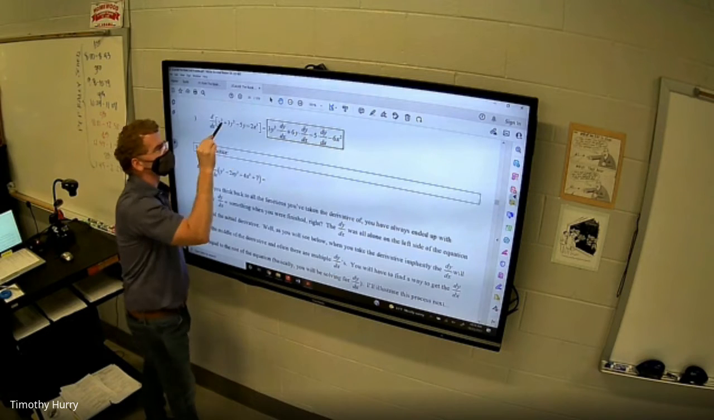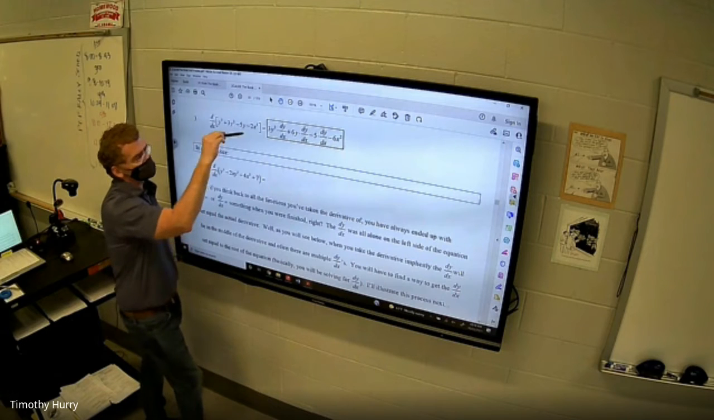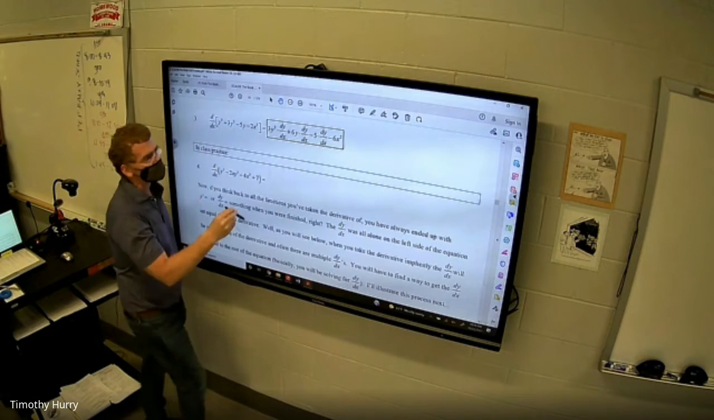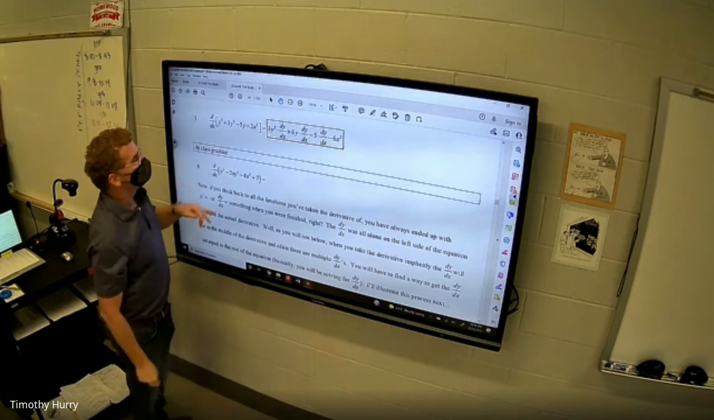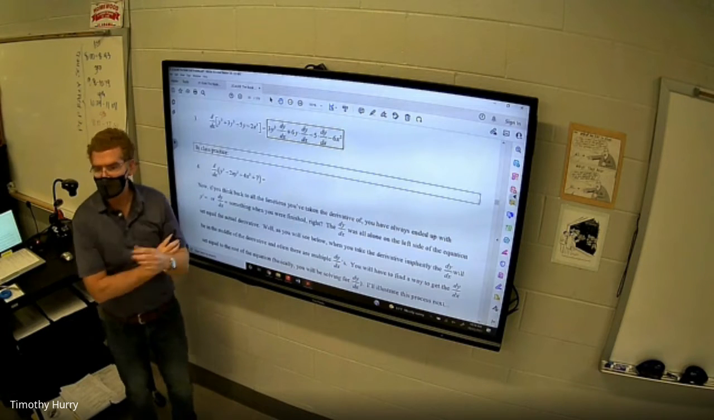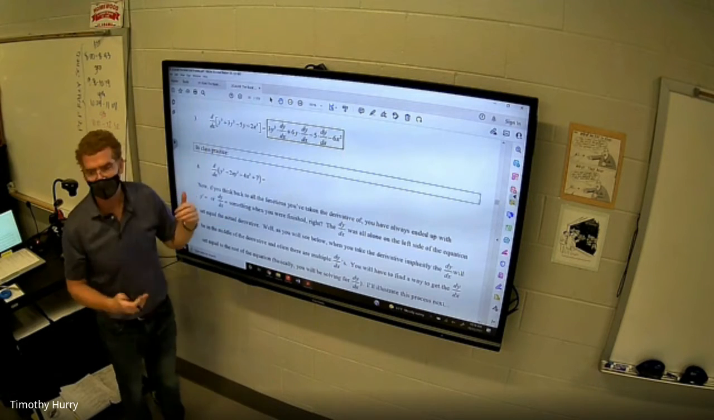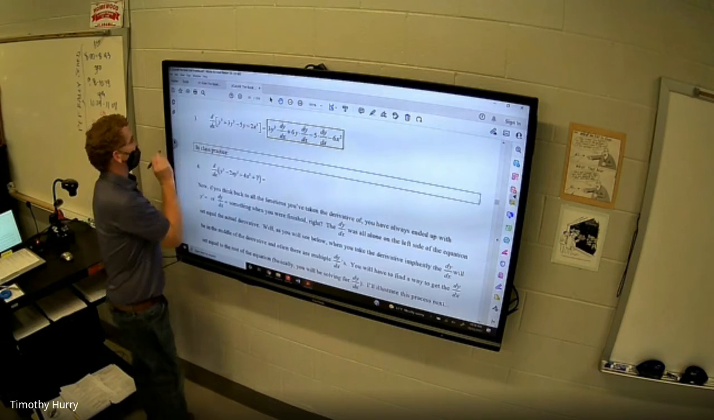6y times the derivative of that y over the derivative of that x. Minus, how do you take the derivative of the negative 5y? Negative 5 times the derivative of that y over the derivative of that x. And then finally, how do you take the derivative of negative 2x cubed? Negative 6x squared times the derivative of that x over the derivative of that x, but those would cancel, so it doesn't matter.